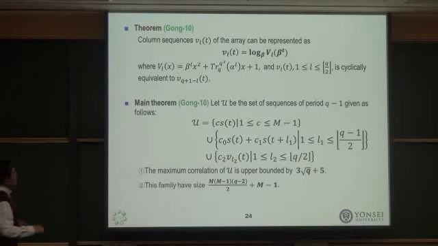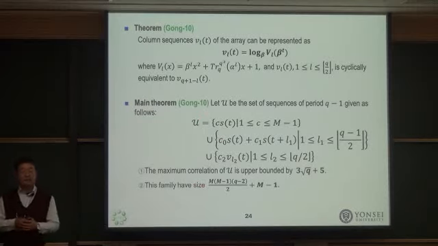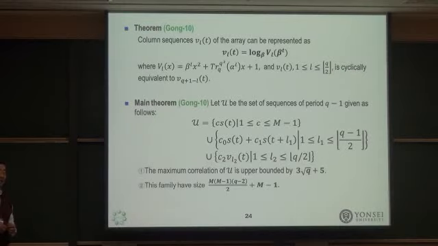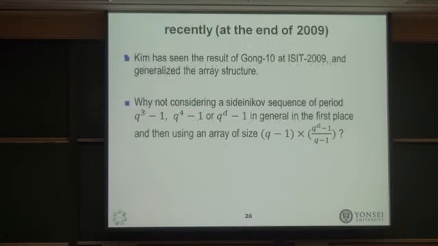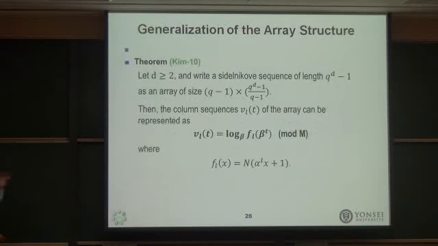And by the way, this result was presented earlier at ISIT 2009, and in that conference session room Professor Kim was there with me, and he picked up the idea and immediately generalized it: why not consider still longer lengths, like q cubed minus 1, q to the fourth minus 1, in general q to the power d minus 1, and then write down the array of size q minus 1 times whatever is left appropriate.